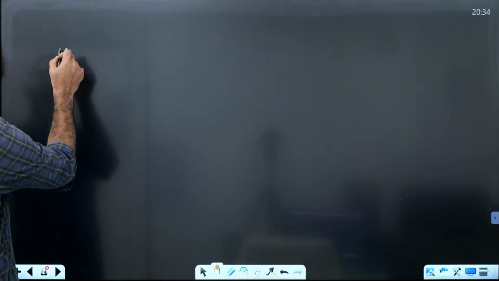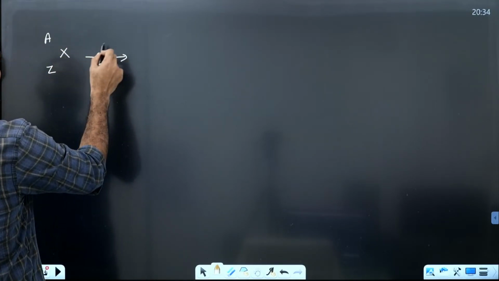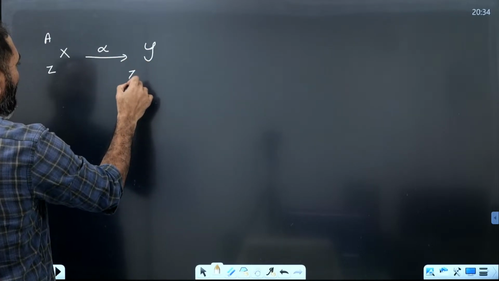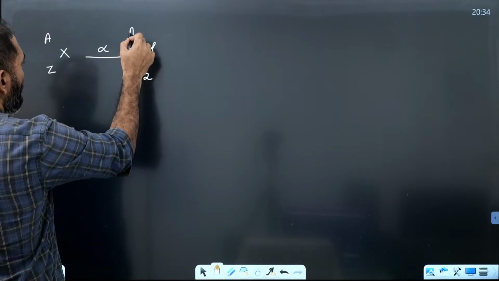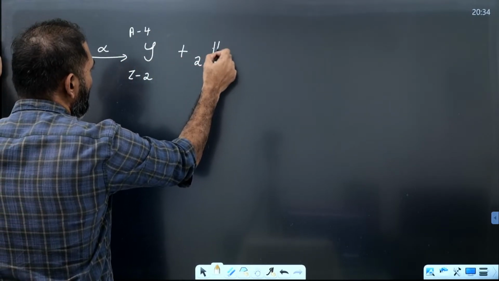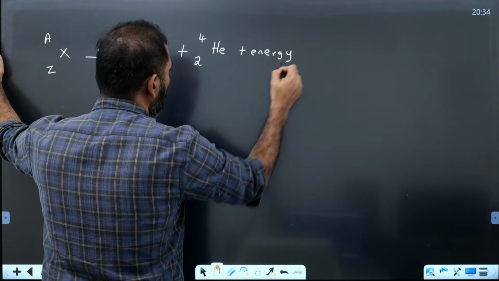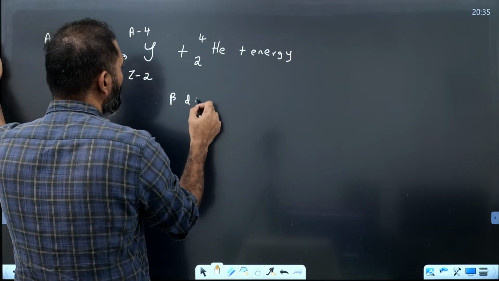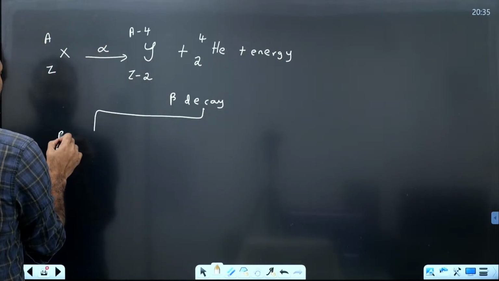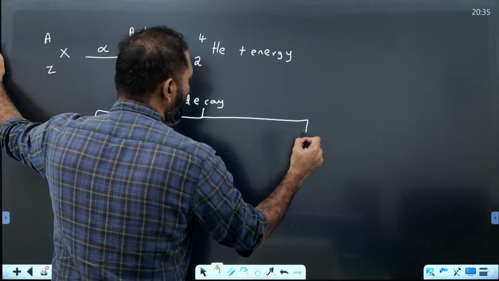See, suppose there is an element X with atomic number Z and mass number A, and when this element releases alpha particles, it becomes Y. Its atomic number decreases by 2, mass number reduces by 4, and a helium nucleus comes out plus energy. This is alpha decay. Now beta decay is of two types: beta negative decay and beta positive decay.